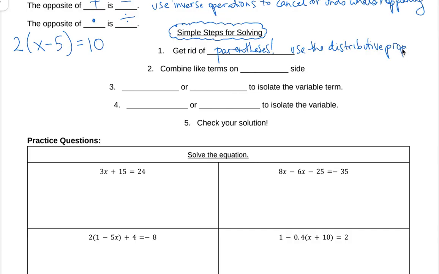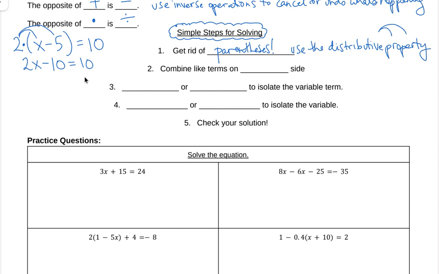So the distributive property is the one where we do the arcs, right? We do this, doom, doom. Okay, so the invisible multiply over here, if I were to get rid of parentheses, I would have to multiply this 2 times the x, this 2 times the negative 5. So that would update my equation to be 2x minus 10 equals 10.